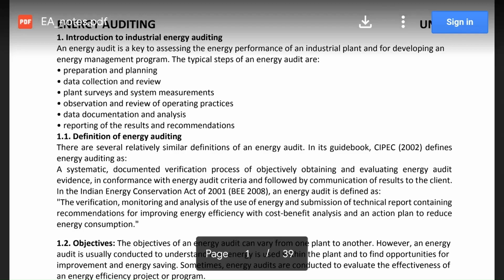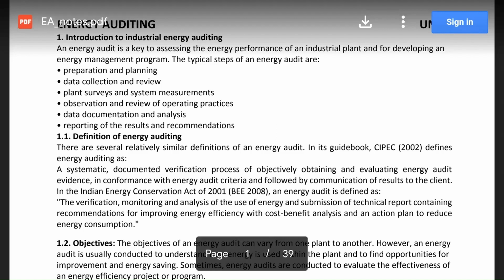First of all, we should know what the definition of energy auditing is, what its objectives are, and what steps are involved in conducting an energy audit. So a brief introduction will be taken up in this unit.